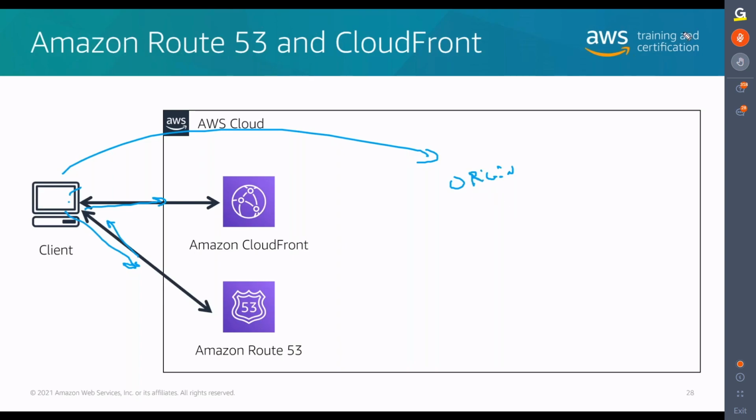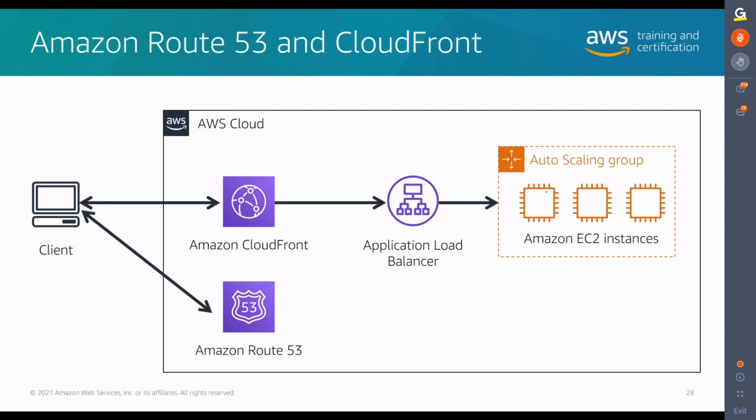All right, neat. Let me go ahead and erase my scribbles. And here you can see the origin location. In this case, the origin location is a bunch of EC2 servers who are maybe hosting web pages or video files.